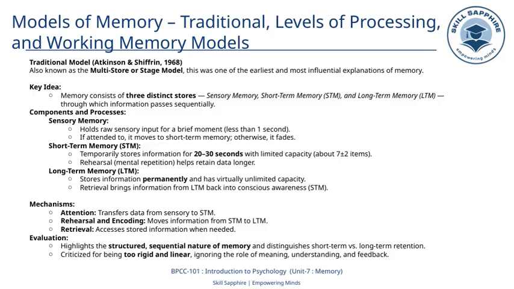Short-term memory, or STM, temporarily stores information for about 20 to 30 seconds. It has a limited capacity, roughly 7 plus or minus 2 items at a time. Rehearsal, which is mentally repeating the information, helps us keep it longer. Long-term memory, or LTM, is where information is stored permanently. It has nearly unlimited capacity. When we need to retrieve something, it's brought back from LTM into our conscious awareness, which is often associated with STM. Let's quickly look at the mechanisms involved.